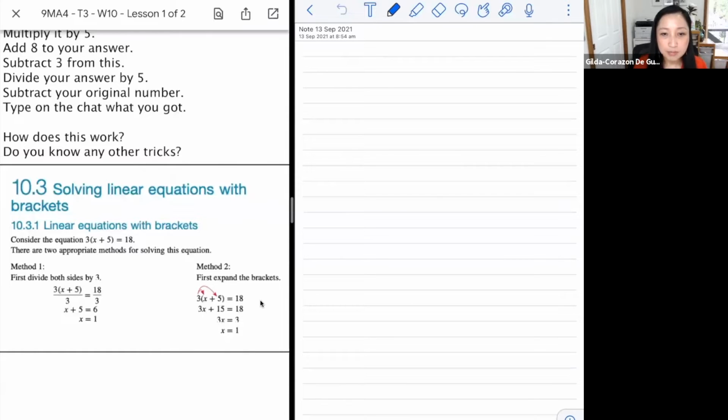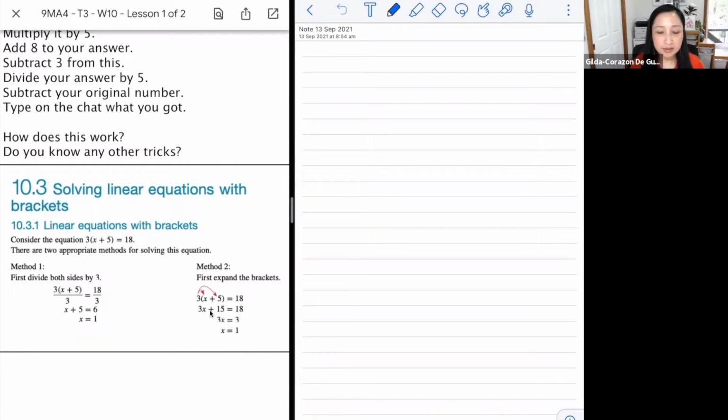One, by its brackets, you can actually expand them first. So if you have 3 multiplied by x plus 5 equals 18, then you would multiply, or distribute, the 3 to each of the terms, right? And 3 times x gives you 3x, 3 times 5 gives you 15, which is equal to 18. And then this would look like the equations that we were solving last lesson, okay? So this time you want to get rid of the 15, you minus 15 on both sides, that would give you 3x equals 3. And therefore, if you have 3 multiplied by x, which is equal to 3, then x must be equal to 1, right?